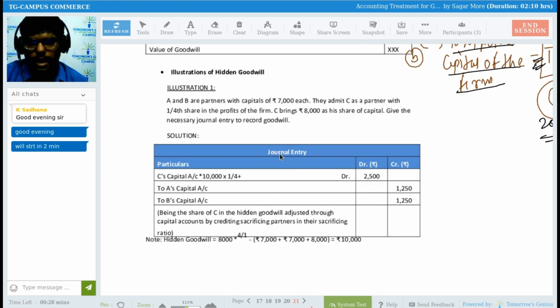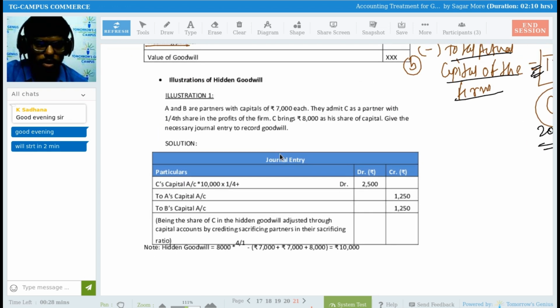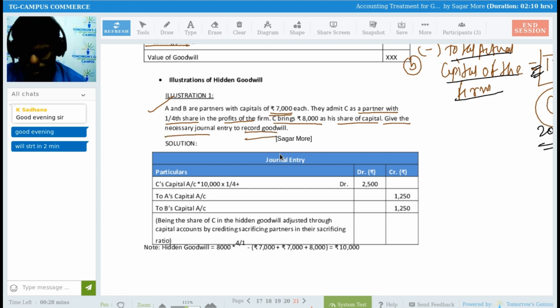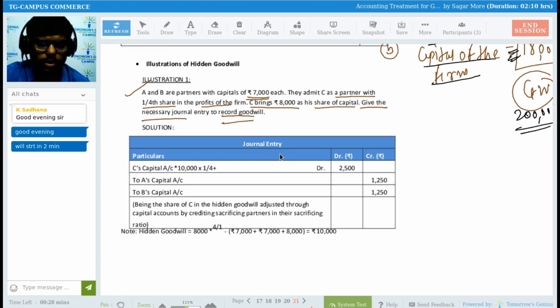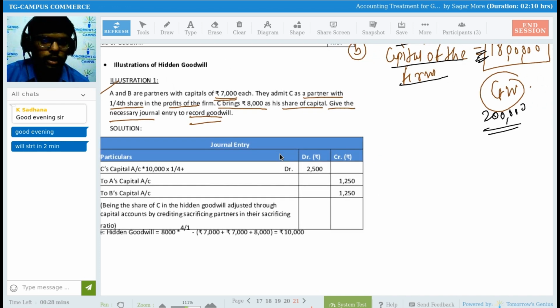See the question, you will get clarity. A and B are partners with the capital of 7,000 each. They admit C as a partner with 1/4 share in the profit of the firm. C brings 8,000 as his share of capital. Give the necessary journal entry to record goodwill. First of all, we have to calculate goodwill, right? How to calculate goodwill of the firm?